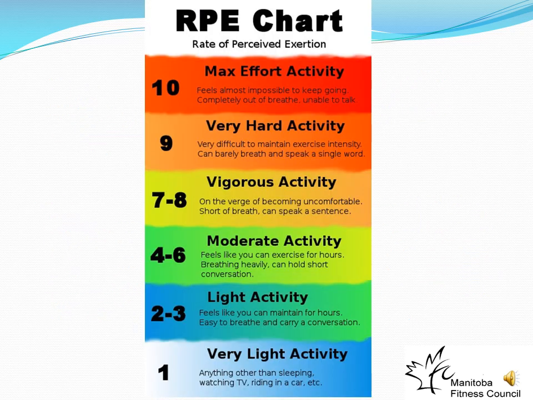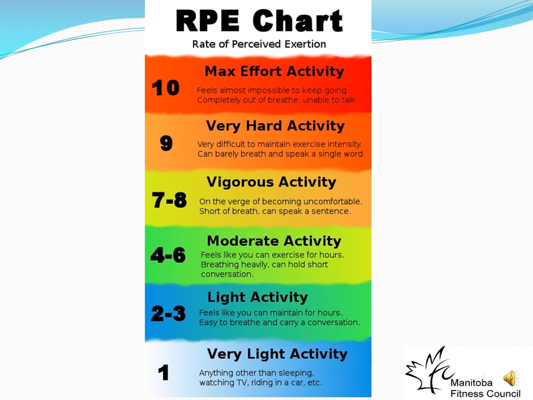So there it is. Remember, we keep talking about moderate to vigorous activity, right? That's what we want to get at. So I would want individuals exercising, if they're a beginner, at moderate activity level. So I'd want them at 4 to 6 out of 10 for the rate of perceived exertion. They would describe that as feeling like they could exercise for hours and they're breathing heavily, but they can hold short conversations.